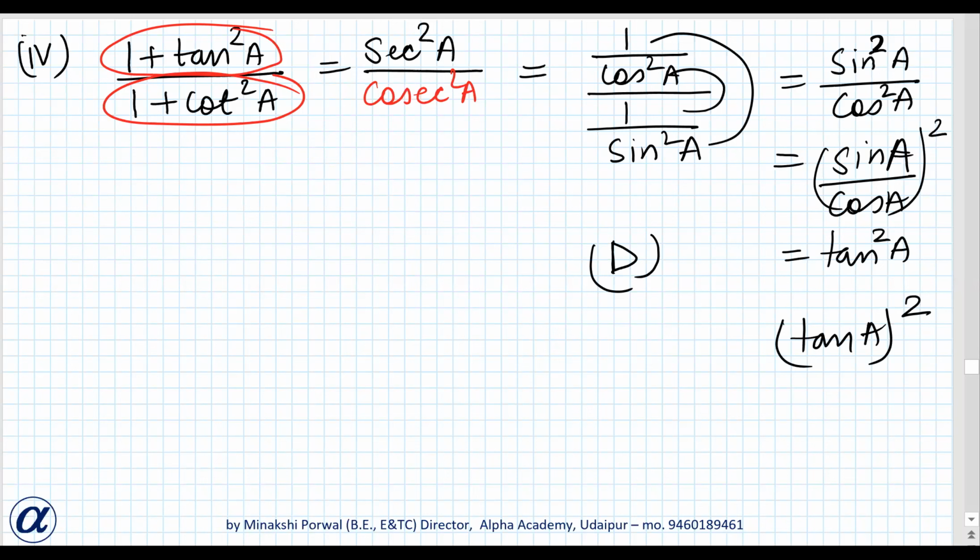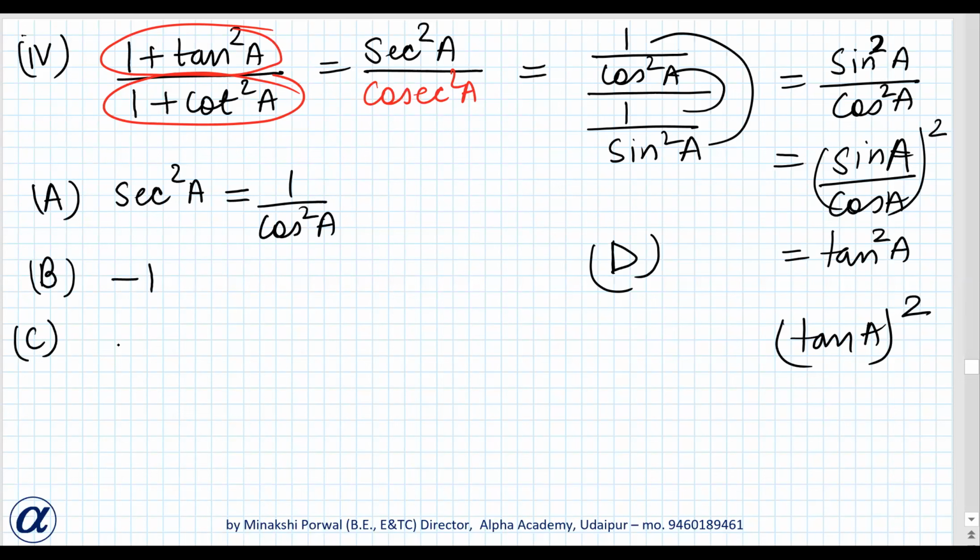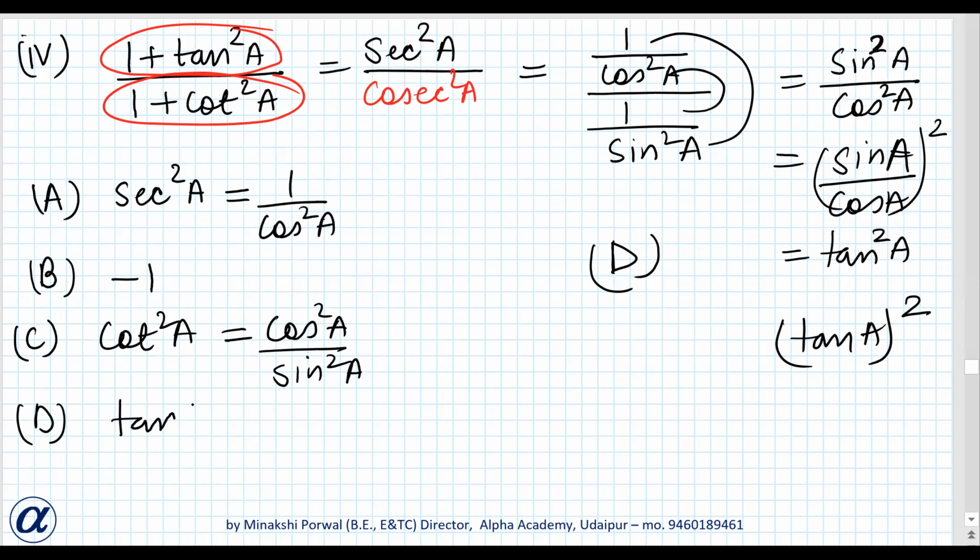Ma'am, if we don't write tan square A and write sin by cos, is it wrong? No, but we have 4 options, from that we have to choose. First is sec square A, which is 1 upon cos square A. B is minus 1. C is cot square A, which is cos square A upon sin square A. And D is tan square A, which is sin square A upon cos square A.